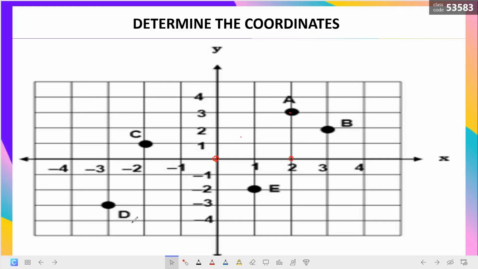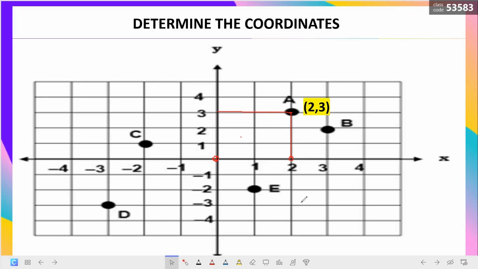So therefore, our coordinates here are 2, 3. It corresponds to 2 for the x value or x coordinate, and it corresponds to 3 for the y coordinate. So that's one quick way for you to find the coordinates or the ordered pairs representing a point.